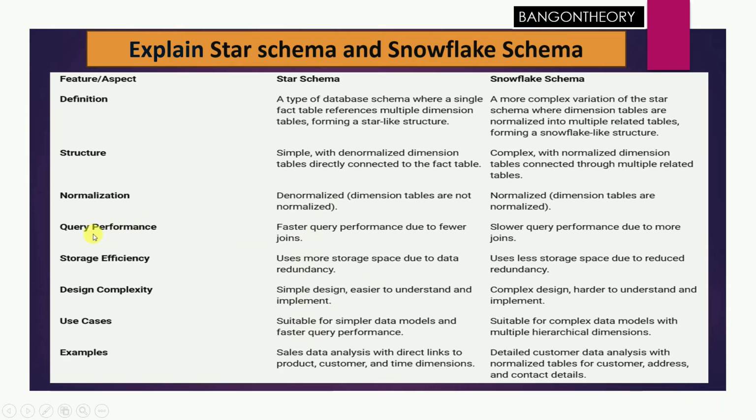In terms of query performance, the star schema is faster due to fewer joins, and in the snowflake there are multiple joins, so query performance is slower. For storage efficiency, the star schema uses more storage due to data redundancy, and the snowflake is more storage efficient. For design complexity, the star schema has a simple design that is easier to understand, and the snowflake is complex. For use cases, the star schema is suitable for simpler data models and faster query performance, and the snowflake is for complex data models. An example for star is sales data analysis with direct links to product, customer and time dimensions, and for snowflake, detailed customer data analysis with normalized tables for customer.